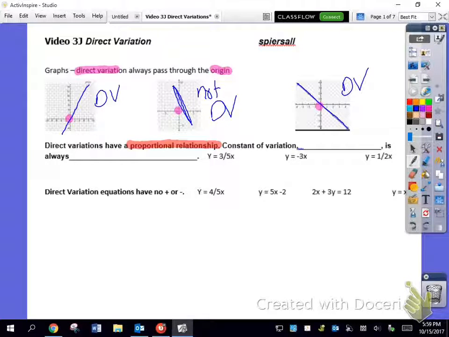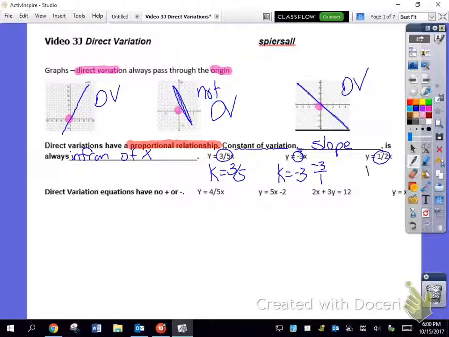It's called the constant of variation, which we know is slope, okay? And it's always in front of x. So my constant of variation is 3 over 5. My constant of variation is -3, which is the same thing as -3 over 1. My constant of variation is 1 over 2.